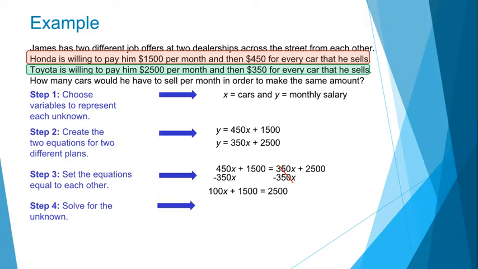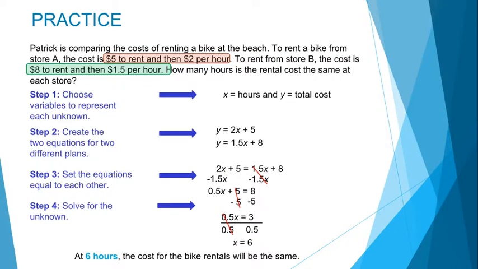So remember, we set up our unknowns, create our two equations for each of the bike stores. Then we set the equations equal to each other. Then we go ahead and we solve our equation. So when we solve our equation and we go through the steps, we get that x equals 6. So at 6 hours, the cost for the bike rentals will be the same. So if he knows that he's going to ride for exactly 6 hours, he can go to store A or store B. So see if you can do this practice problem.